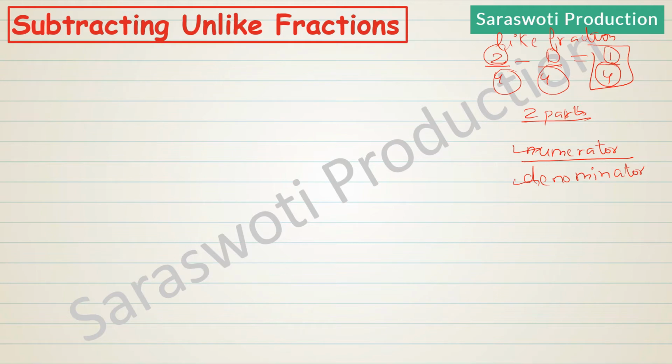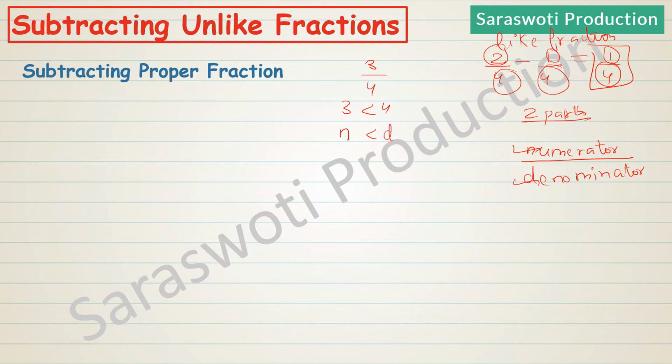So let's see. First, let's see how to subtract proper fractions. If you don't know what a proper fraction is, let's have a look. Let's say I'm given a fraction, 3 by 4. Here I have the numerator 3, which is less than the denominator 4. Whenever you have a fraction where the numerator value is less than the denominator value, that kind of fraction is called a proper fraction. As you can see here, 3 by 4, it could also be 4 by 5, or 1 by 2, and even 1 by 4 are example proper fractions. All these come under proper fractions where the numerator is less than the denominator.